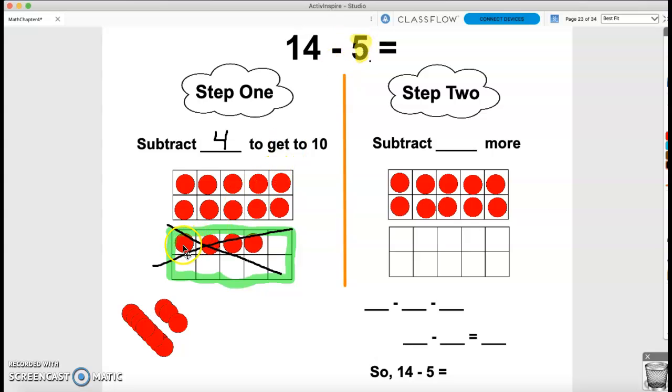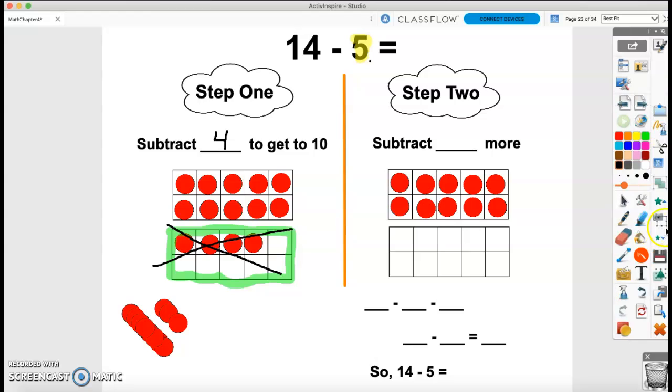So I've already subtracted 1, 2, 3, 4. So I know I have to subtract. This one would be my 5th one to subtract off. So I only crossed off 1. I needed to subtract 1 more. So that would look like this. I started with 14. We took away 4. And we took away 1 more. So this was our first step, and this is our step 2.